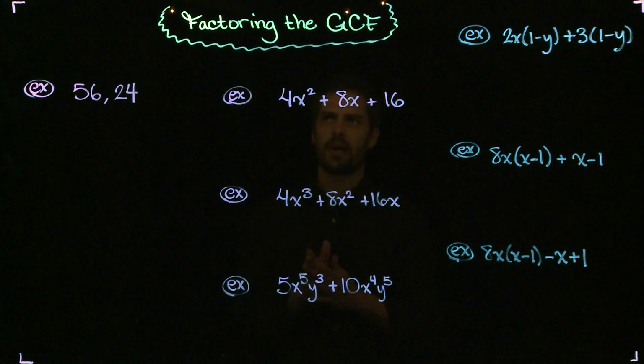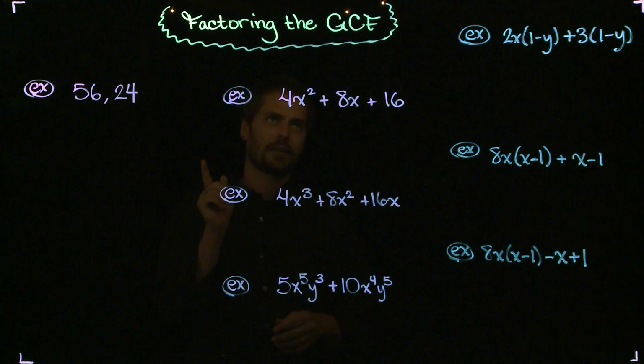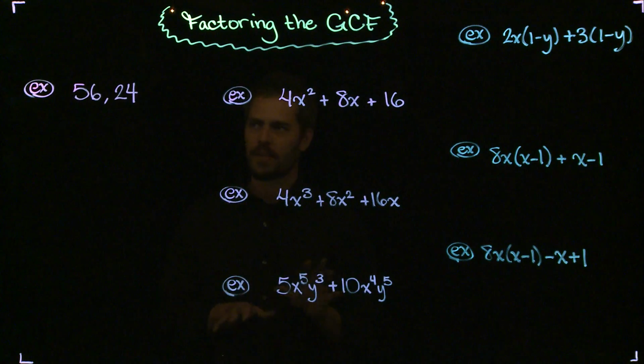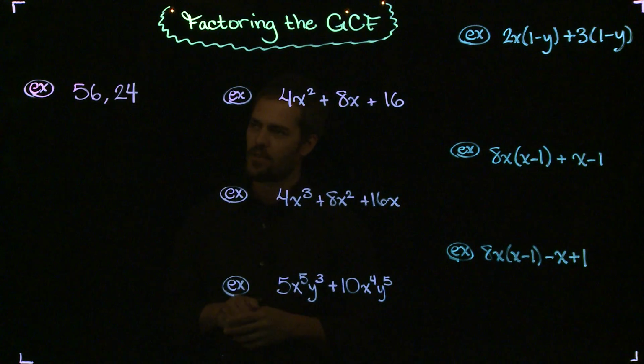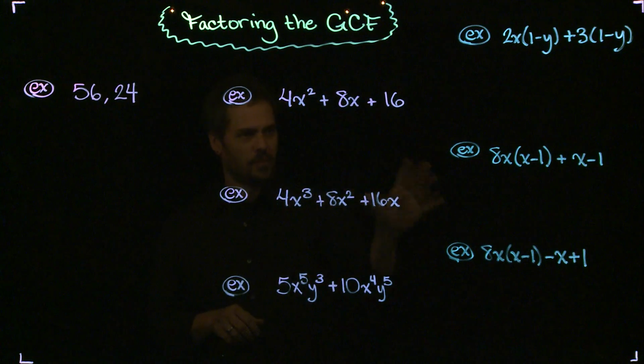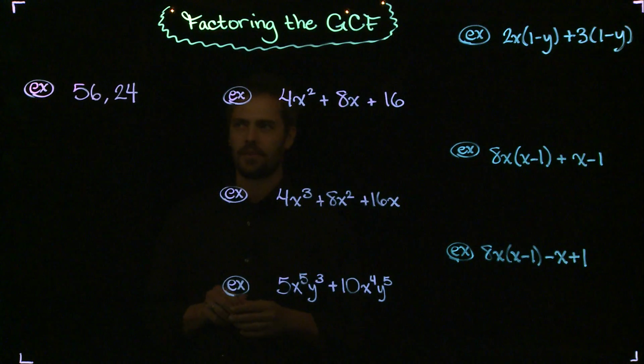Okay, and we're back, and I wanted to talk about factoring the greatest common factor before we continue in the series. Over here on the left, I've just got a set of two numbers, and then you see a bunch of polynomials on the right, and we're going to be factoring those as well.